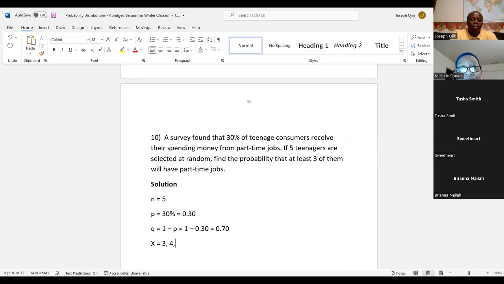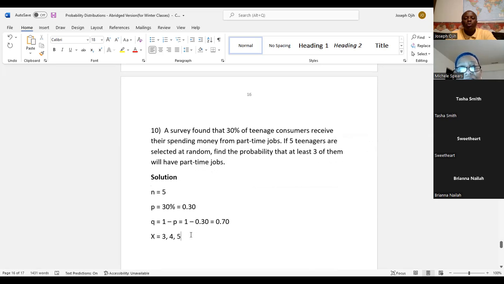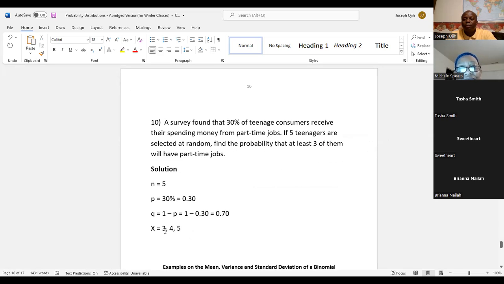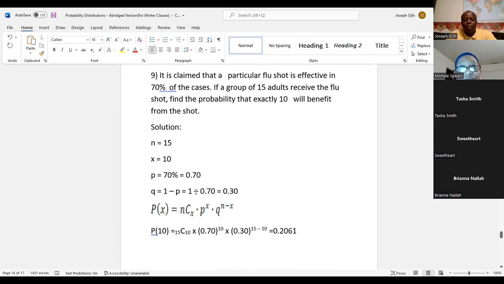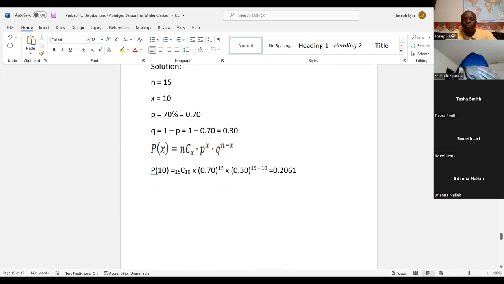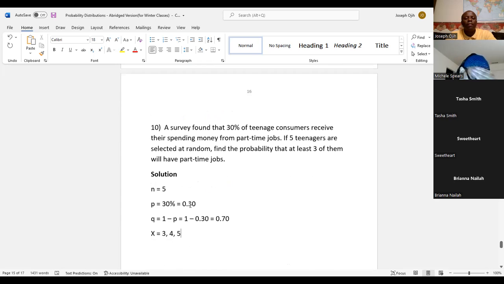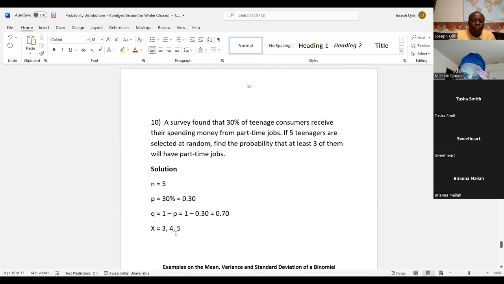4, and 5. That means you have to find the probability of 3 using that formula here, the formula that looks like a monster. Find the probability of 3, then find the probability of 4, find the probability of 5, and then add them together. Now, that will take you a lot of time. So we can use the table.